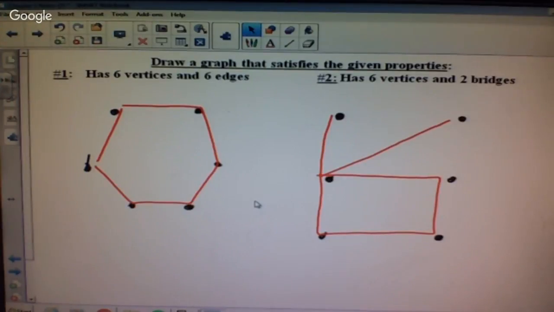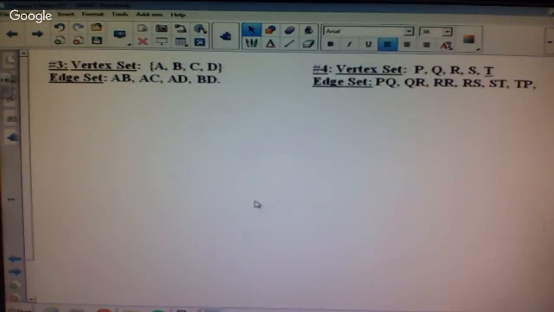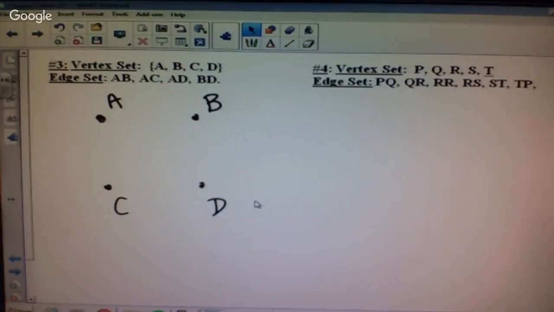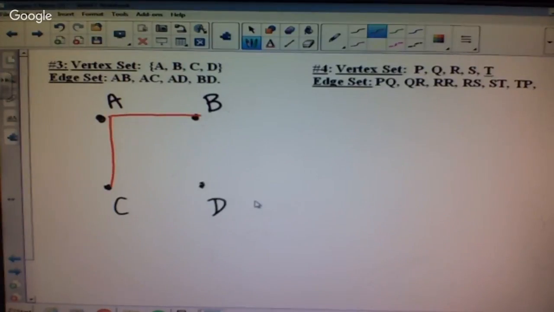Question. Okay. 3 and 4 should be super easy. You just did one of these for your warm-ups. So anytime you're dealing with vertex set and edge set, draw your vertices first. So I need A, I need B, I need C, and I need D. I then need to connect according to my edge set. So there should be an edge connecting A and B, A and C, A and D, and B and D.